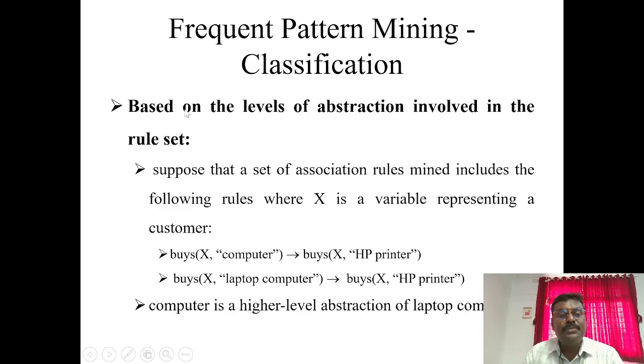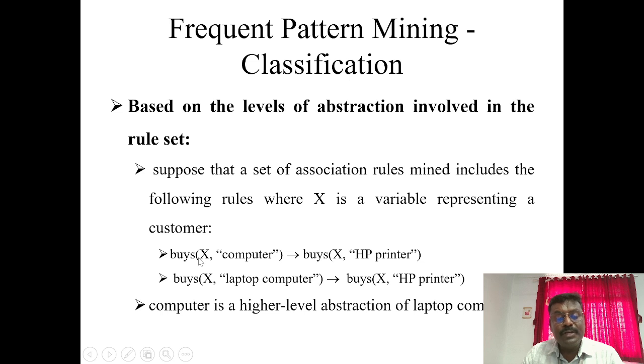Here, take a simple example based on the level of abstraction involved in the rule set. Suppose that the set of association rules might include the following rules, where the variable X represents a customer. The customer buys X, as a person, and they purchase the computer. Also, they purchase the computer with the HP printer. Also, they purchase the laptop computer with the HP printer. We are going to analyze the data based on the association rules.